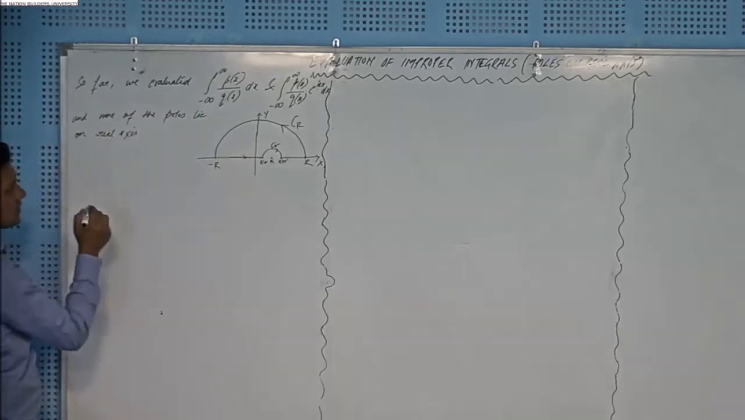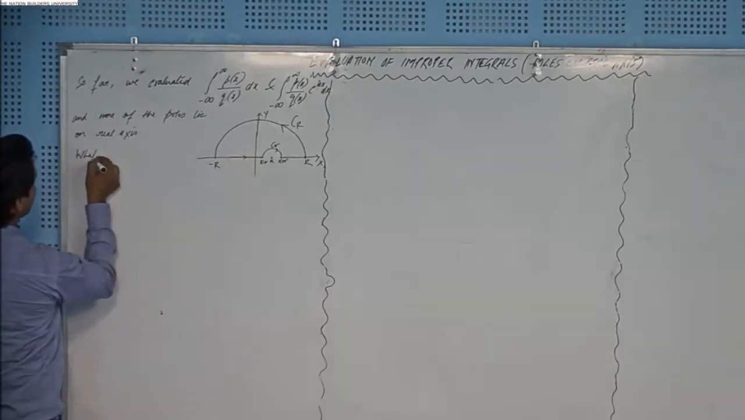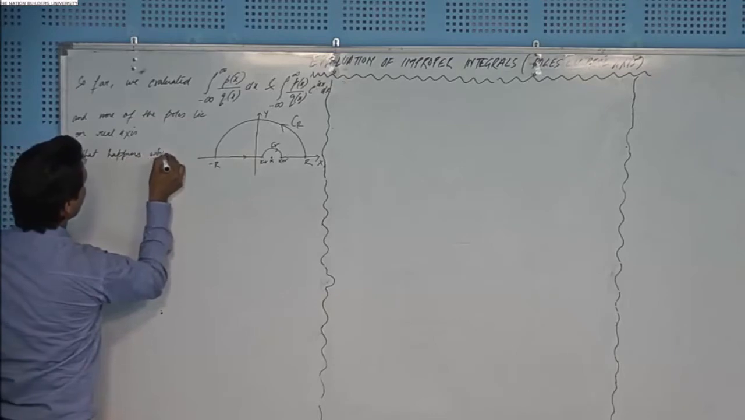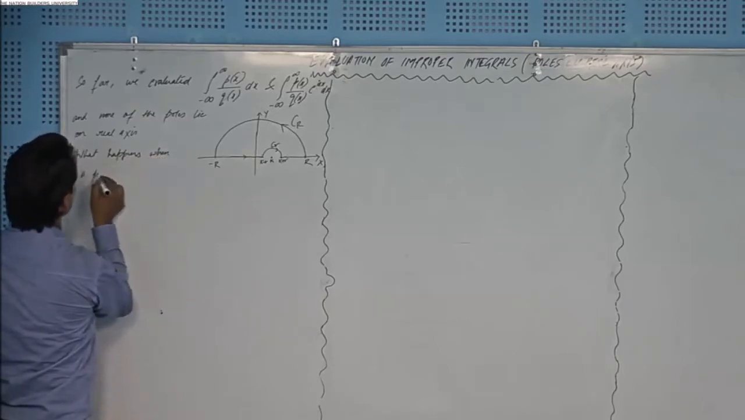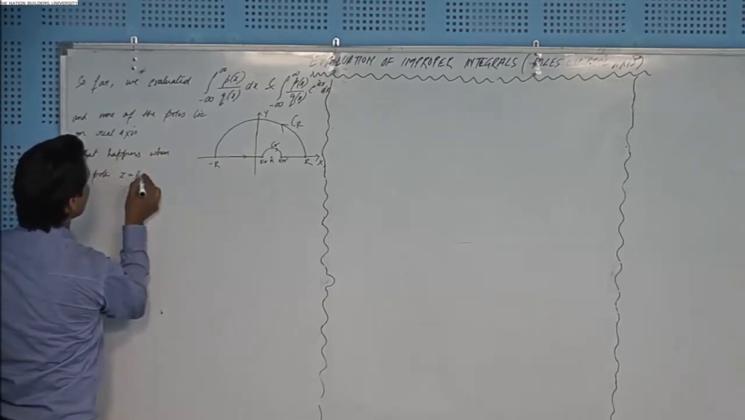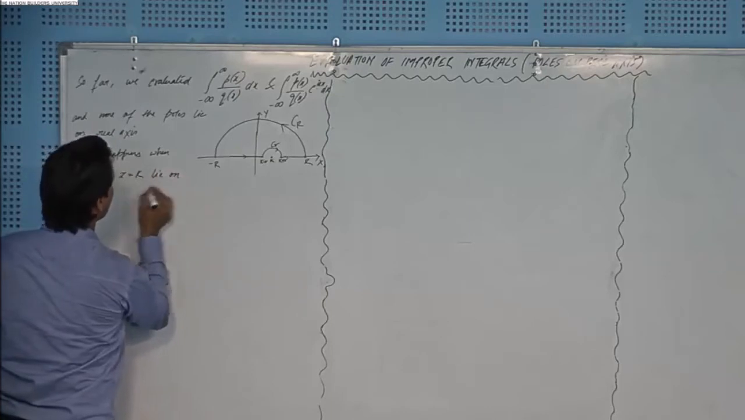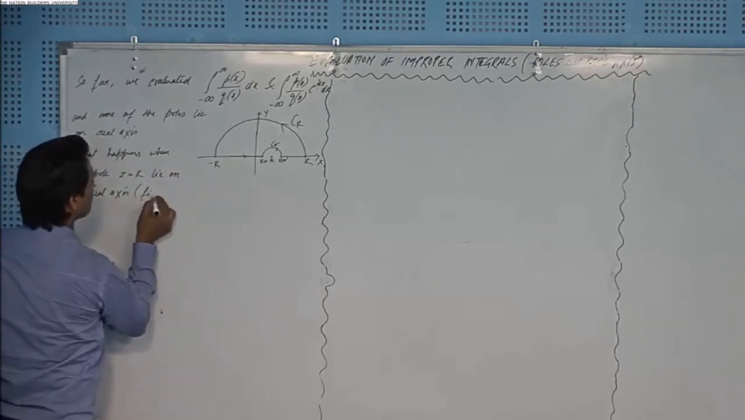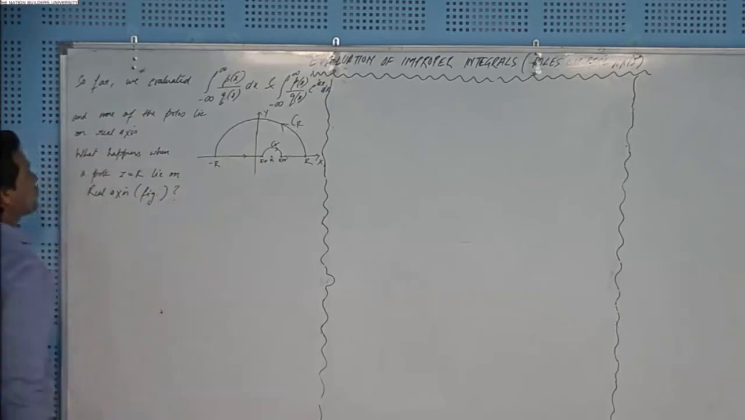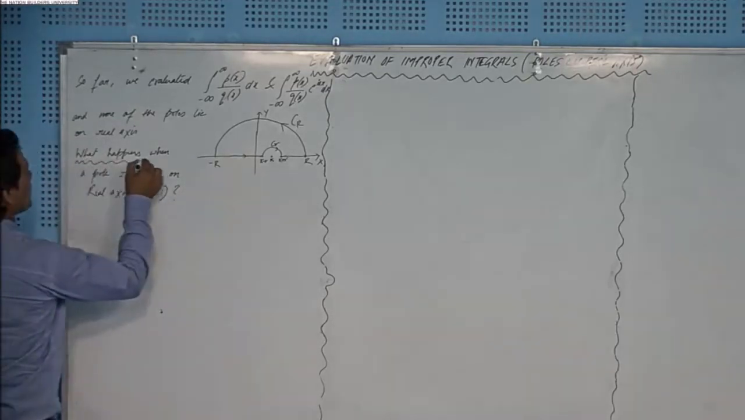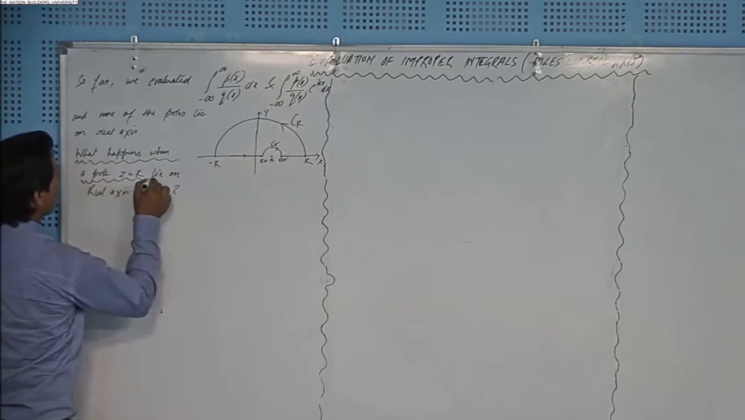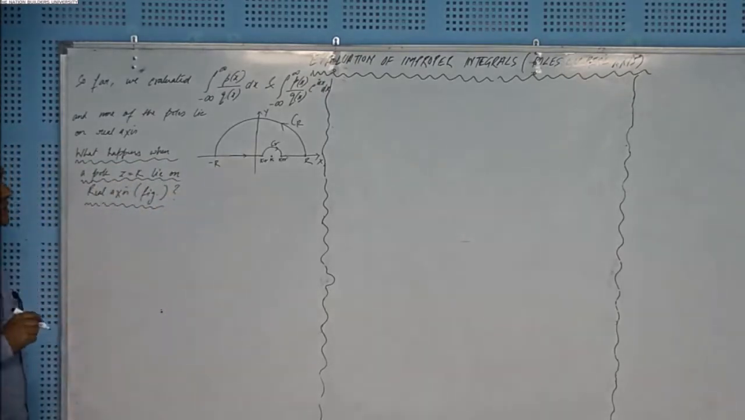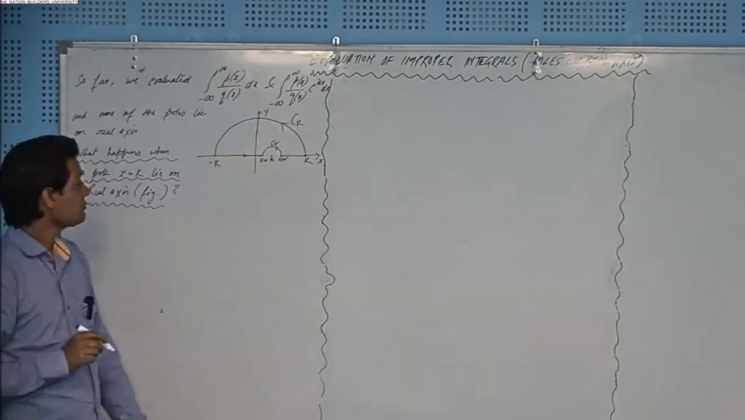So in this lecture, what happens when a pole, I am taking just a pole, z equal to k, lies on a real axis? You can refer to the figure. So this is the question: what happens when a pole z equal to k lies on the x-axis, just like this?